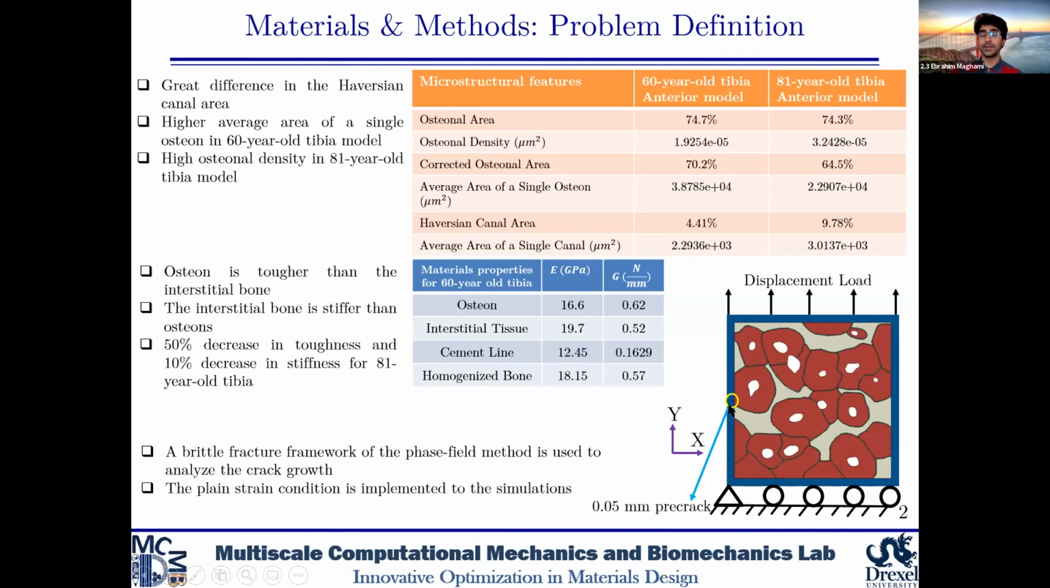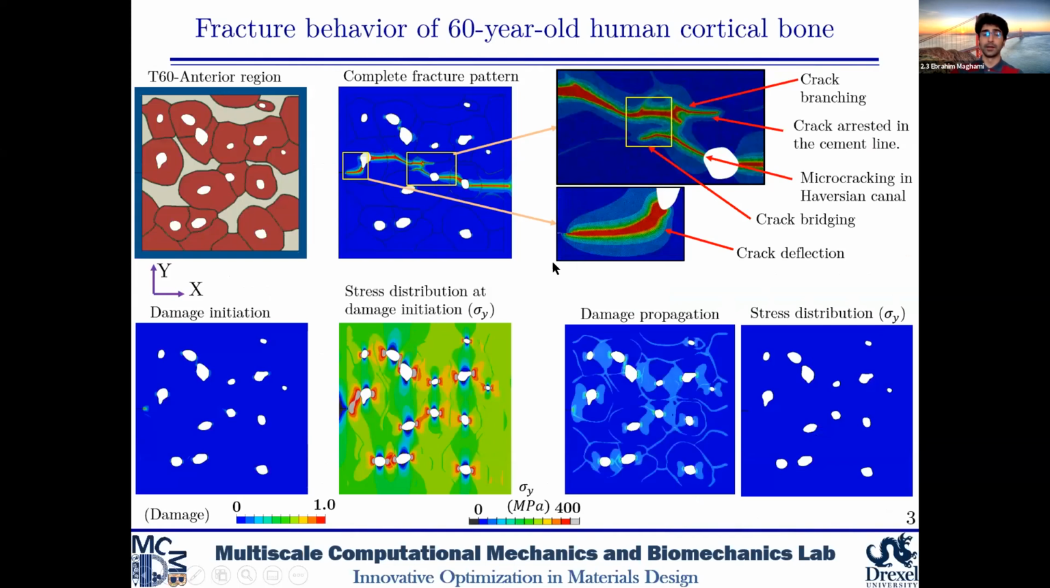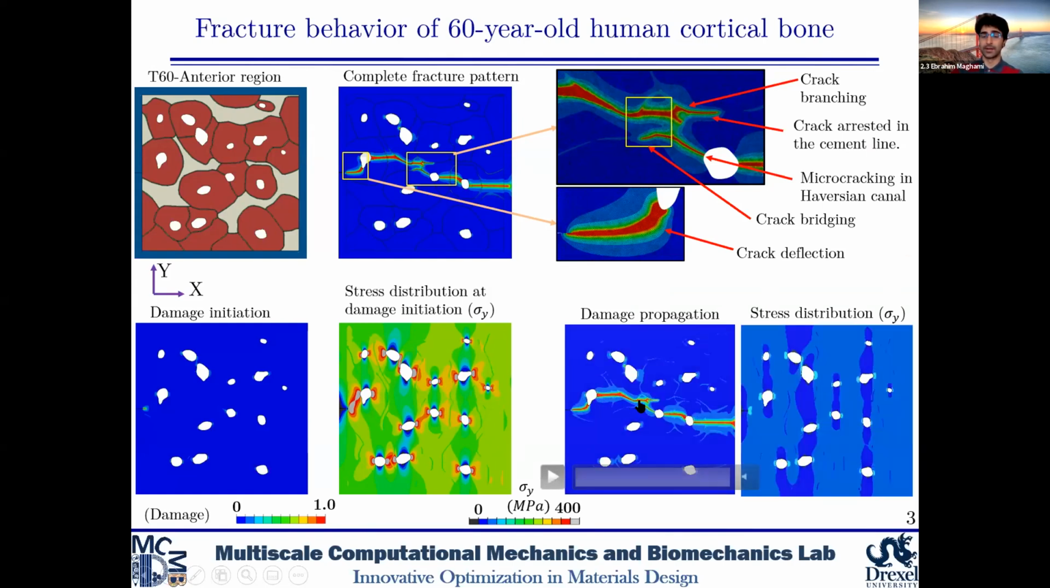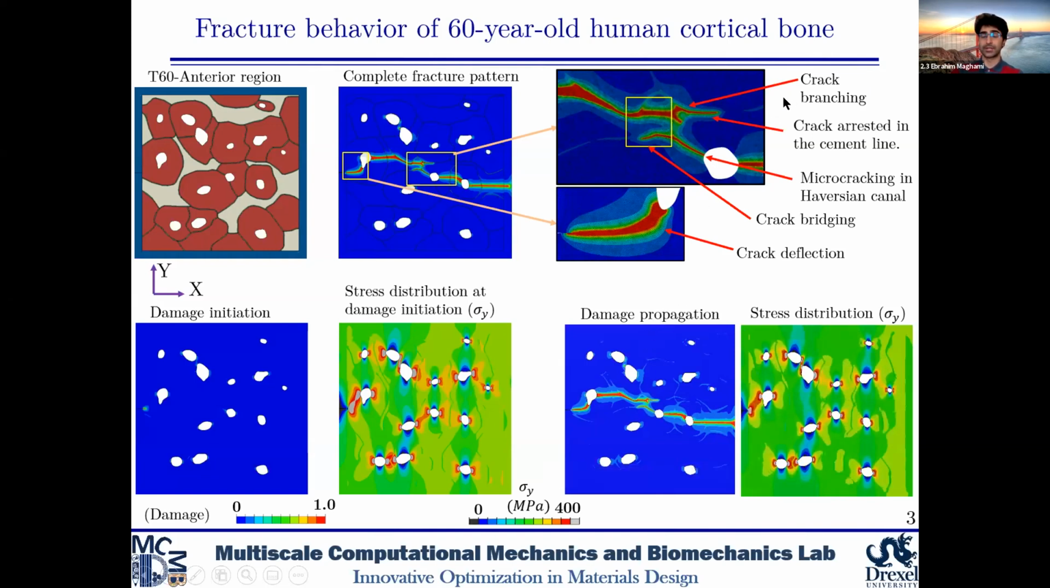Here we have a pre-crack, and we apply a tensile loading on our models. After applying the load, we see the full crack propagation in the models. You can see that the crack started from the pre-crack, and we see high stress concentration in the Haversian canal. The crack propagates directly in the osteons, and then is arrested in the cement lines, and another crack started from the Haversian canal in this specific model. Here we see crack branching as one of our first toughening mechanisms, and the crack is arrested in the cement lines. We also see crack bridging, micro cracking in the Haversian canal, and crack deflection.